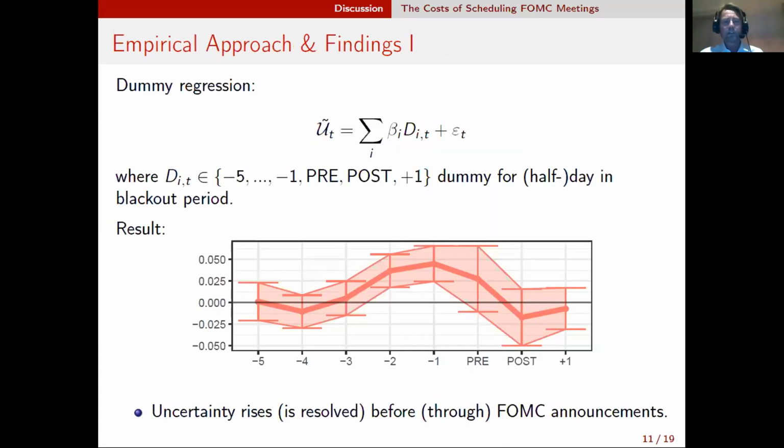They basically run a dummy regression of their normalized or difference uncertainty measure on dummies around FOMC announcements, disentangling the pre and post announcement day returns. And here you basically just see again the same pattern. Uncertainty increases ahead of the announcement and then is resolved on the announcement day.